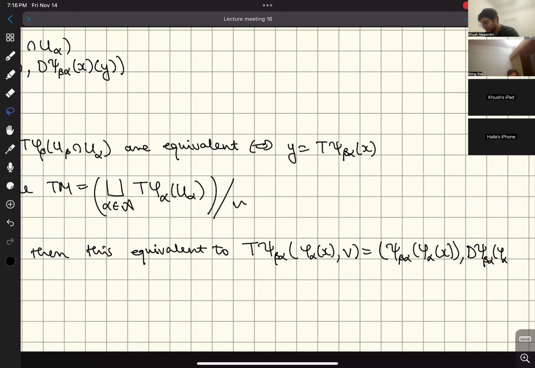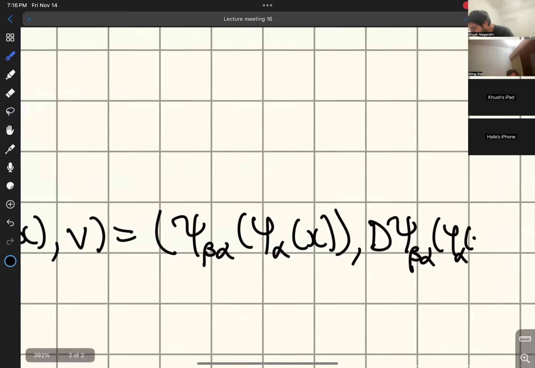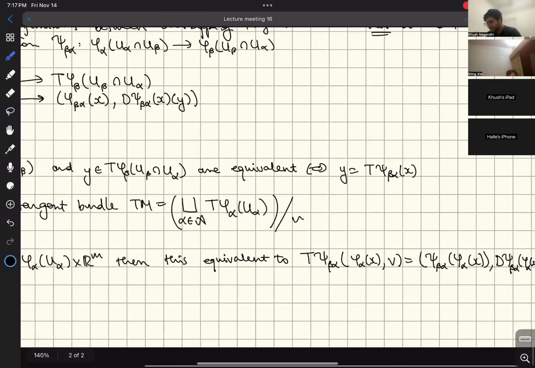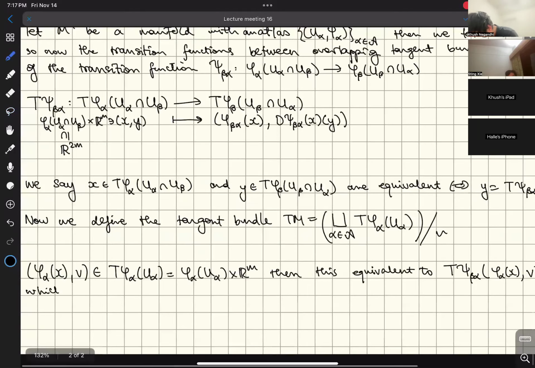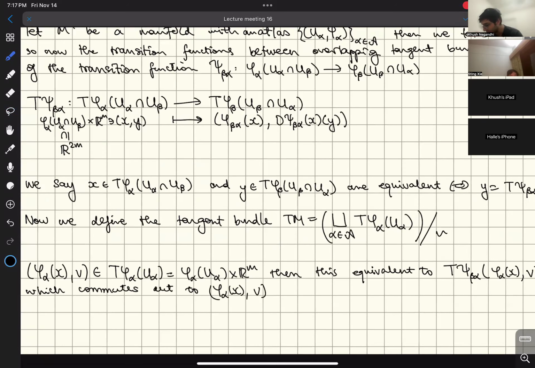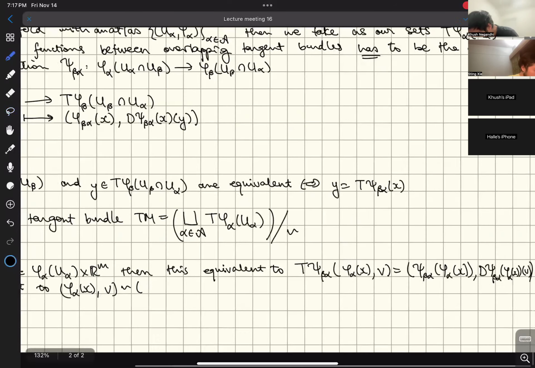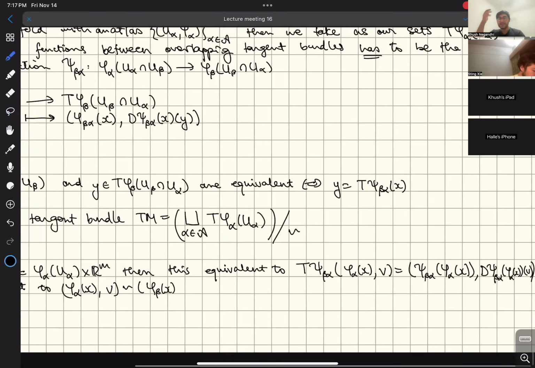Is equivalent to, of x, and then you evaluate this at the point v, which computes out to phi alpha x v. So a tangent vector like this is equivalent to phi beta at x. So again, the positions on the manifold are related by a change of coordinates, and the vectors are just related by the derivative, just as we needed.